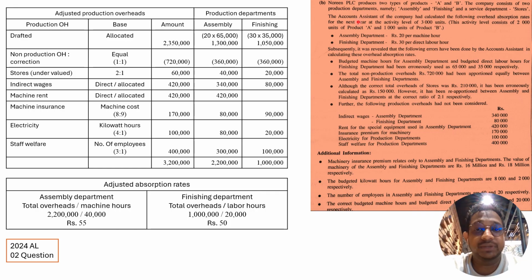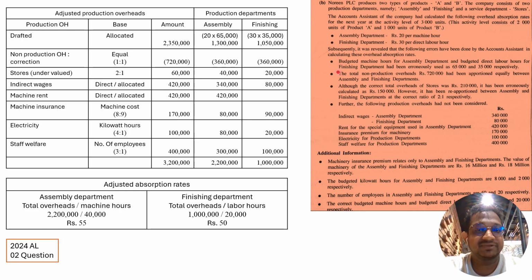So here, Noreen PLC produces two types of product, A and B. The company consists of two production departments, namely assembly and finishing, and a service department, stores. The accounts assistant of the company had calculated the following overhead absorption rates for the next year at the activity level of 3,000 units. And here, this activity level consists of 2,000 units of product A and 1,000 units of product B. For the assembly department and finishing department, the drafted absorption rates per machine hour and direct labor hour are given here. Subsequently, it was revealed that the following errors had been made by the accounts assistant in calculating these overhead absorption rates. So these are the errors that they made.